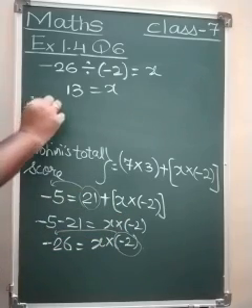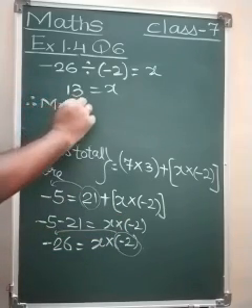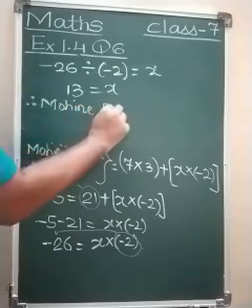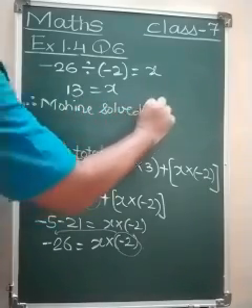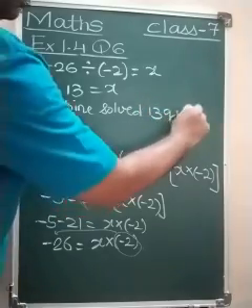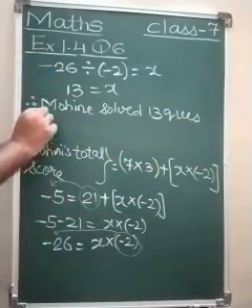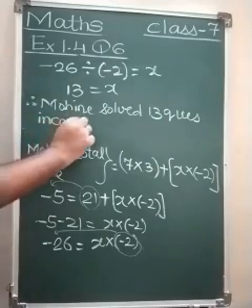Therefore, Mohini solved 13 questions incorrectly.